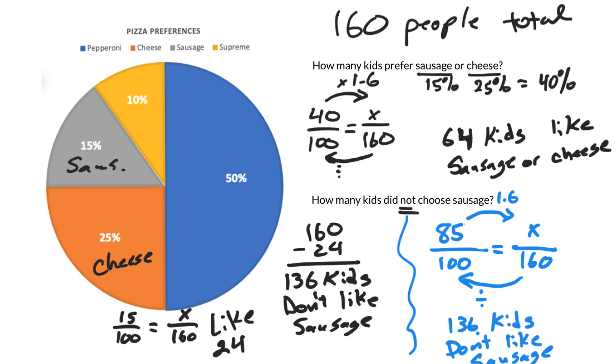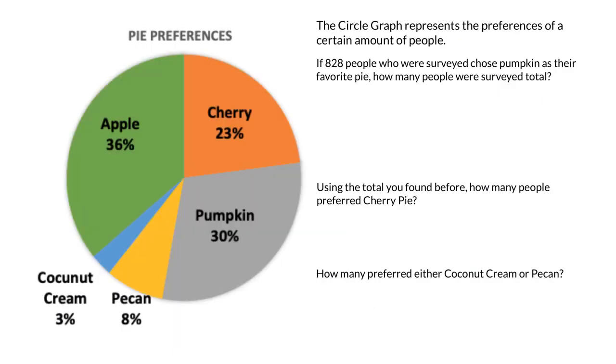Let's do one more example. A pie graph that talks about pie. I do like my pie. So, in this case, it says if 828 people who were surveyed chose pumpkin as their favorite pie, how many people were surveyed total? So, this is one of those problems where I know the part, this is the part that likes pumpkin, I'm looking for the whole.